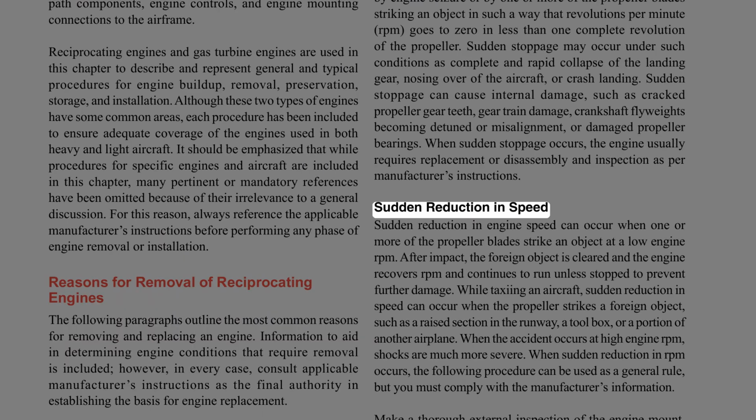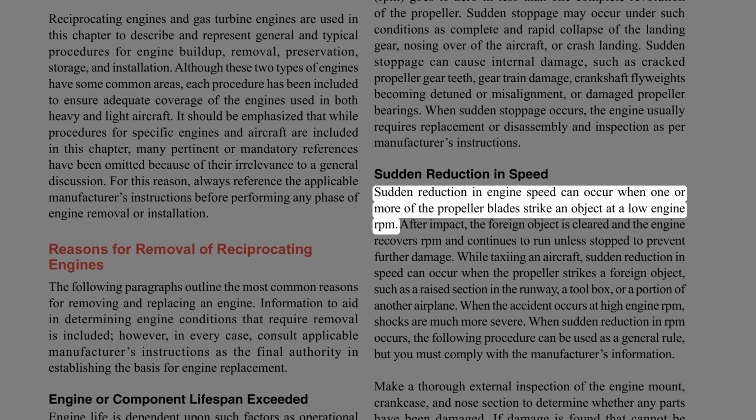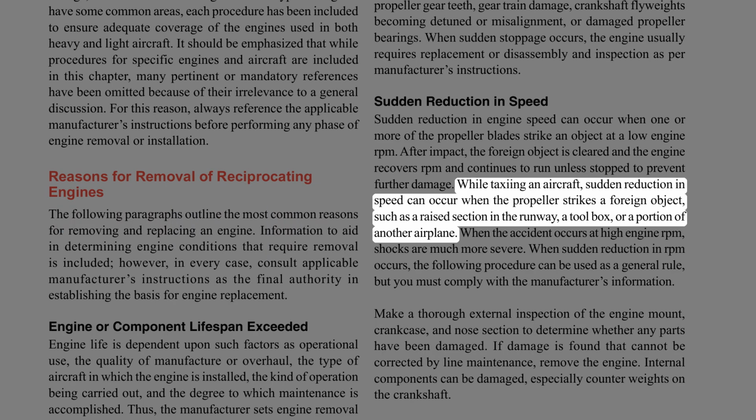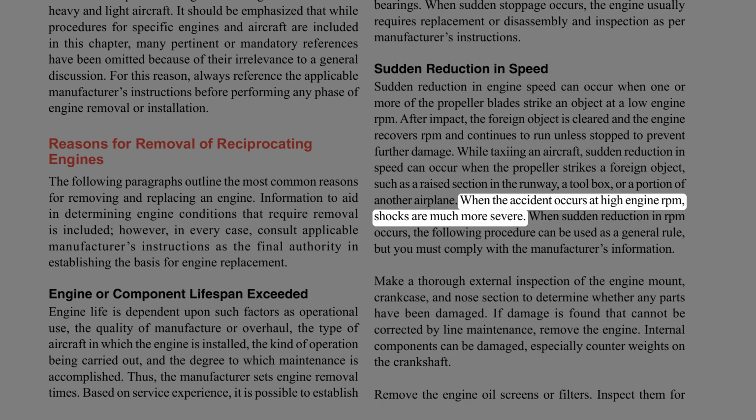Sudden reduction in speed. Sudden reduction in engine speed can occur when one or more of the propeller blades strike an object at a low engine RPM. After impact, the foreign object is cleared and the engine recovers RPM and continues to run unless stopped to prevent further damage. While taxiing an aircraft, sudden reduction in speed can occur when the propeller strikes a foreign object, such as a raised section in the runway, a toolbox, or a portion of another airplane. When the accident occurs at high engine RPM, shocks are much more severe.